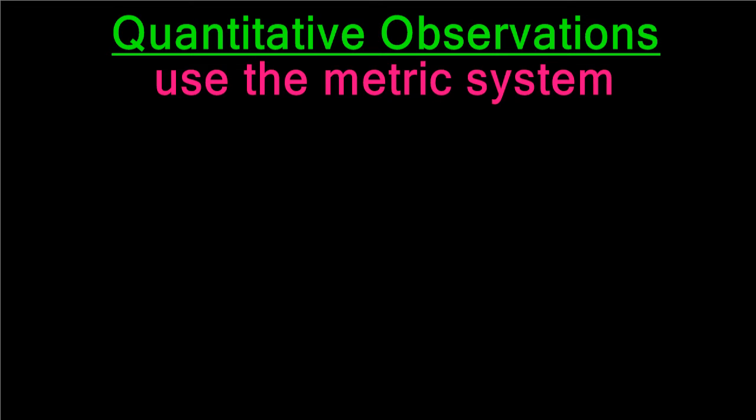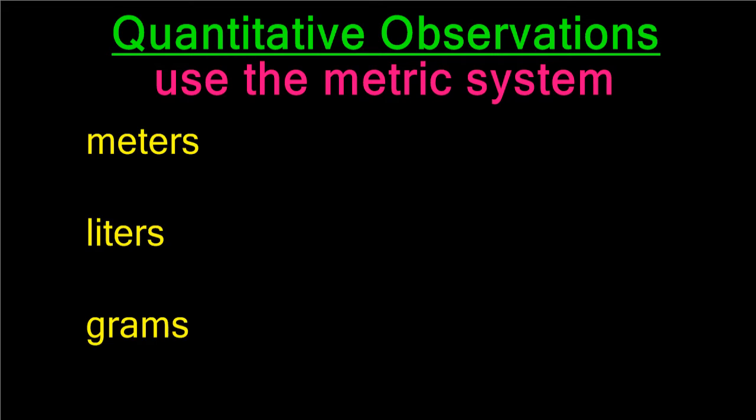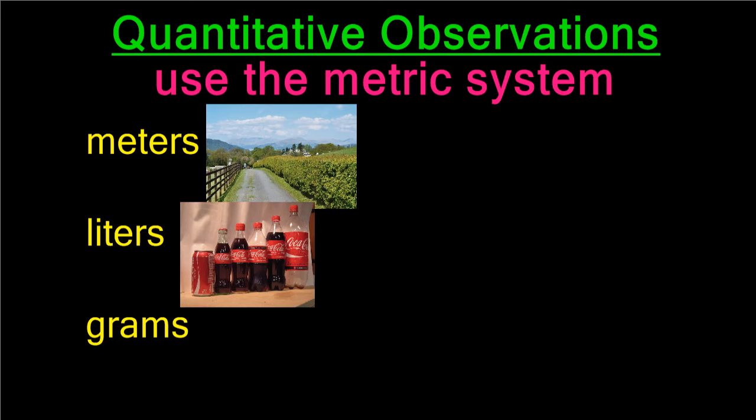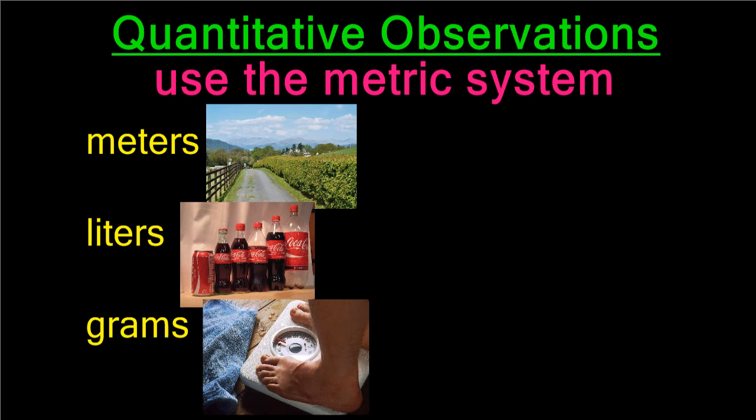Quantitative observations use the metric system. The metric system has standard units, for example, meters, liters, and grams. Meters are used to measure distance. Liters are used to measure volume. And grams are used to measure mass.